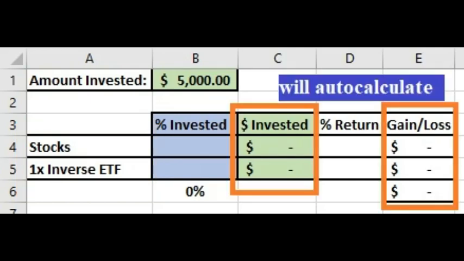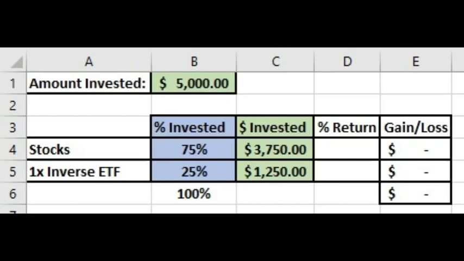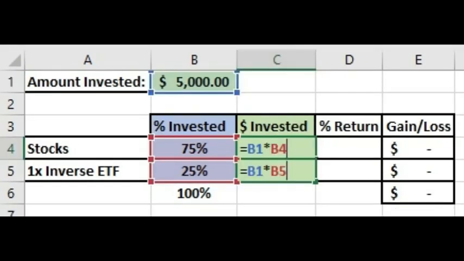The dollars invested and gain-loss columns will auto-calculate based on the numbers we put in the percentage invested and percent returned columns. So watch this. Let's say we wanted to put 75% of our money in stocks and 25% in the inverse ETF. The dollars invested column auto-calculates because its formula references the $5,000 and the percentages. If we view it this way, you can see what their formulas are. It's the percentages they have to the left of them times the amount invested.